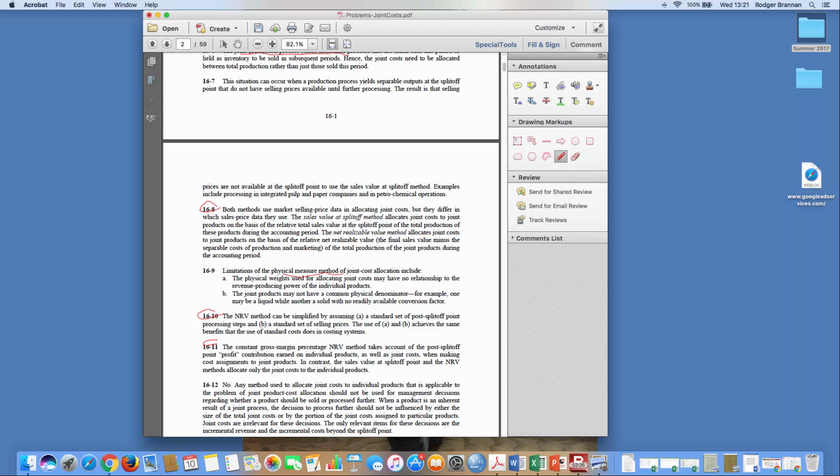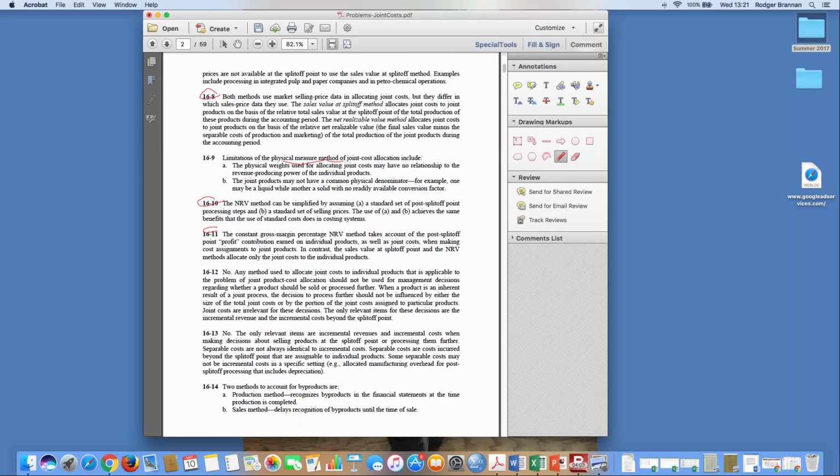Now, again, the choice of methods is arbitrary. Sales value is often considered a little bit better because it has more objective information. You know for certain what the sales value of the products is at the split-off point. What's less certain is what you can get for them if you process them further. But we'll go through those and look at some examples of how those things are determined.